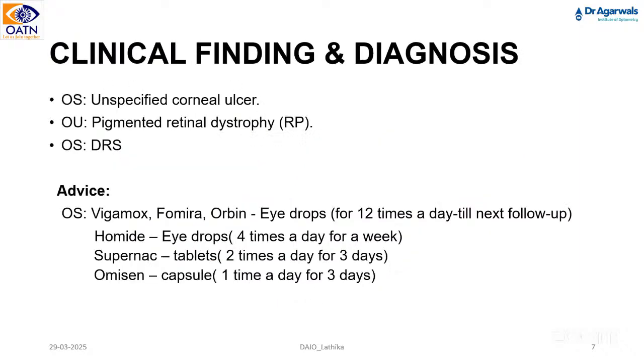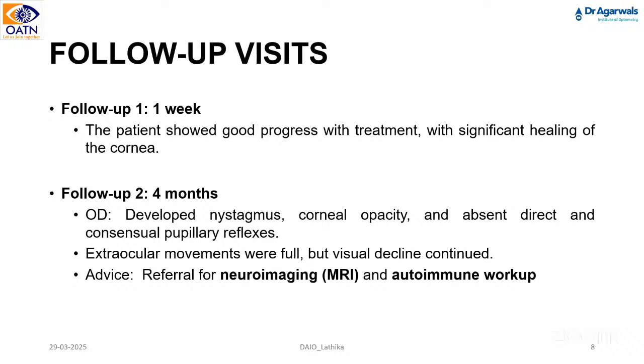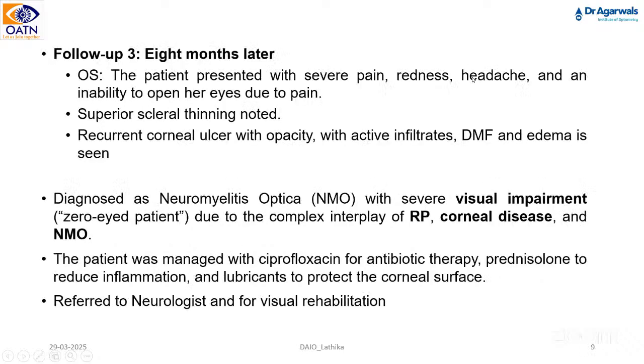Clinical findings and diagnosis. The left eye revealed unspecified corneal ulcer, both eyes revealed pigmented retinal dystrophy, and Duane's retraction syndrome was found in the left eye. The patient was advised with Vicomax, Formira Orbin homemade eye drops, along with Supernac, omicin tablets and capsules. Follow-up visits. In the first week of the follow-up, the patient showed good progress with treatment with significant corneal changes.